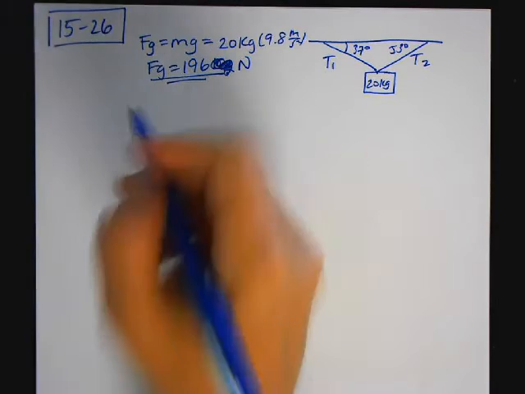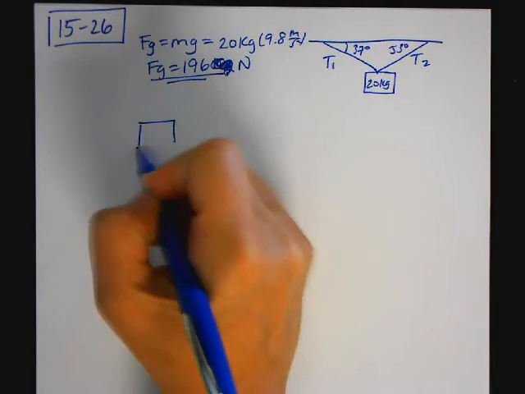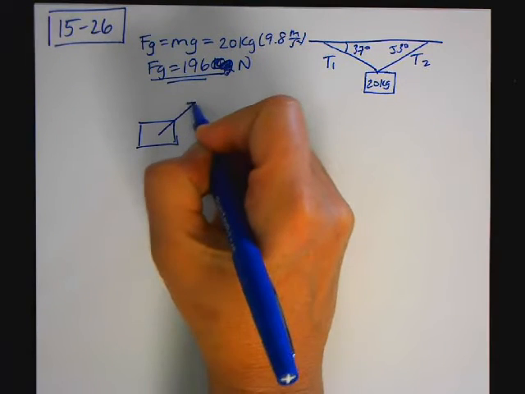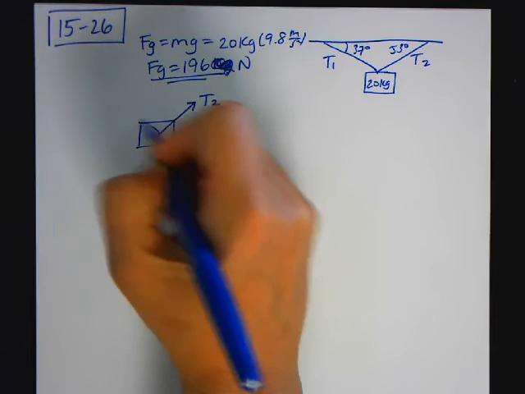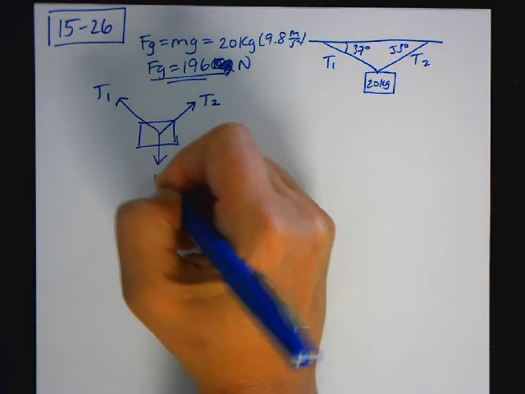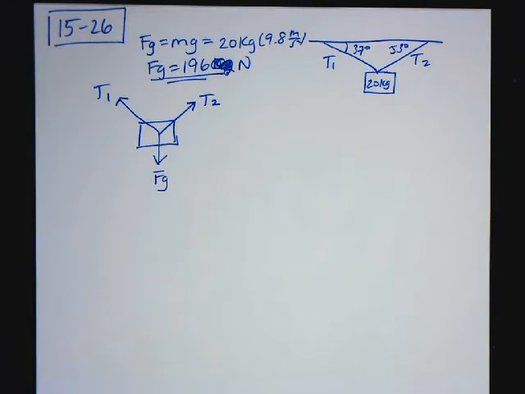The first thing they're going to ask you is to draw your free body diagram. Your free body diagram shows all the forces acting in the direction in which they act. You don't put components in a free body diagram. So just doing this, T2, T1, and the weight, that's my free body diagram.